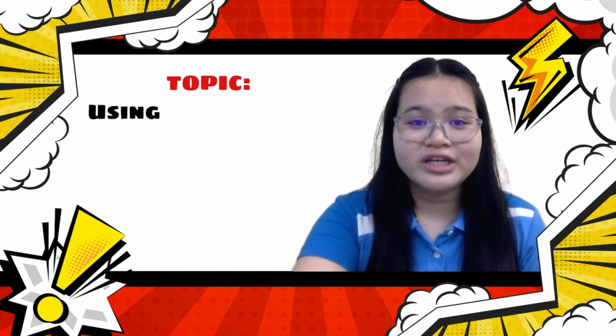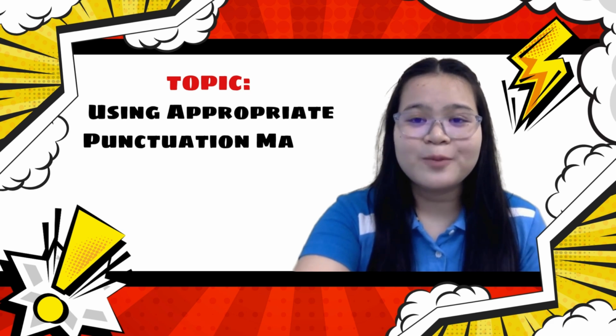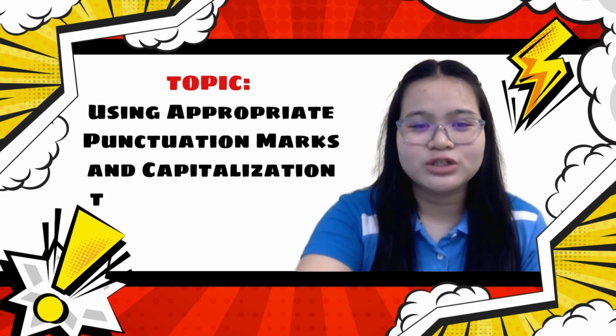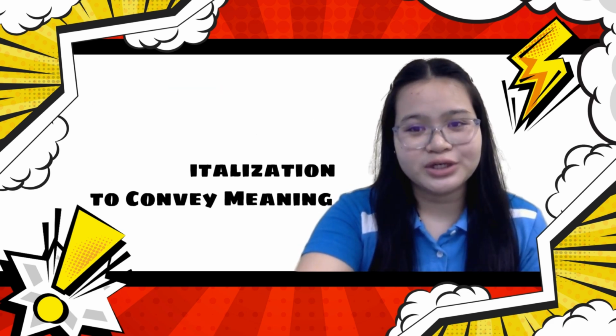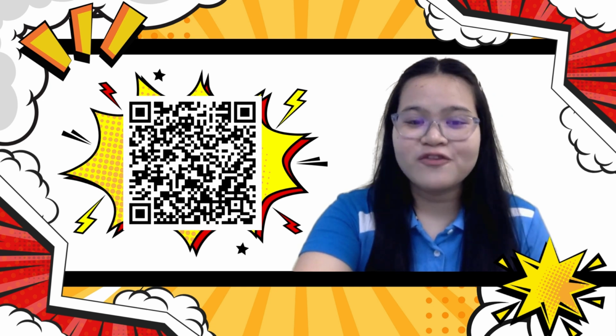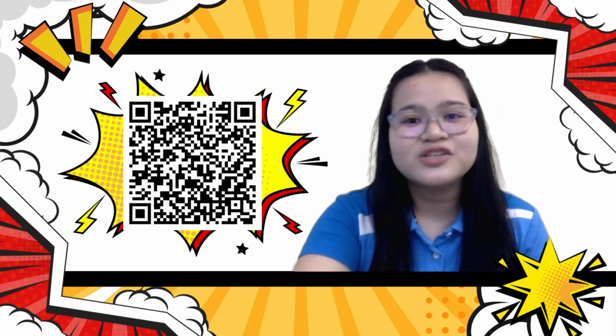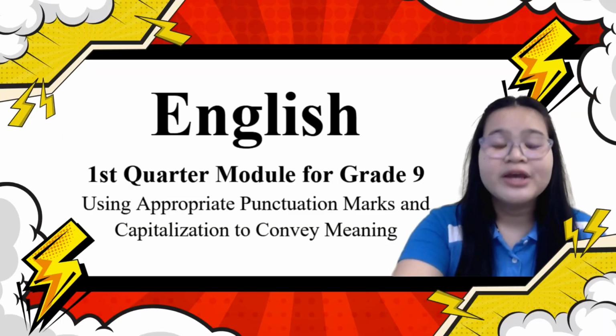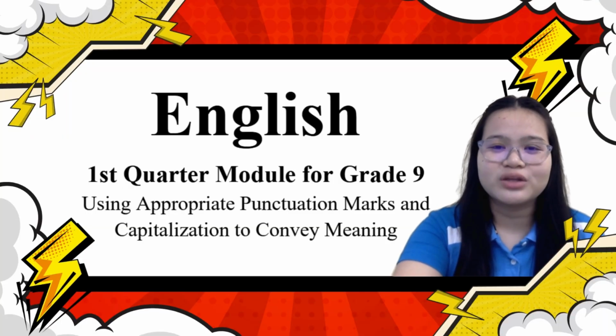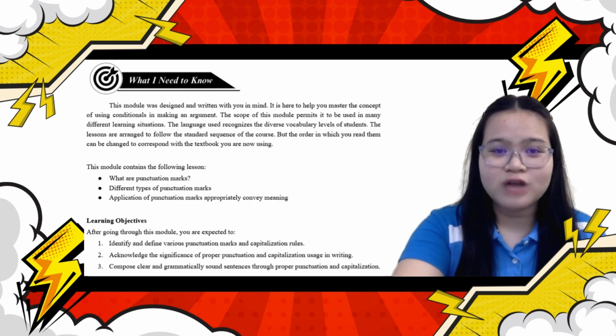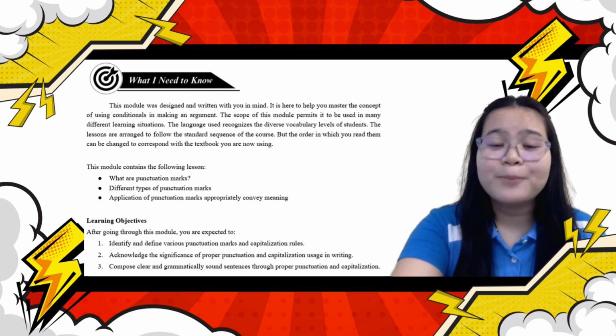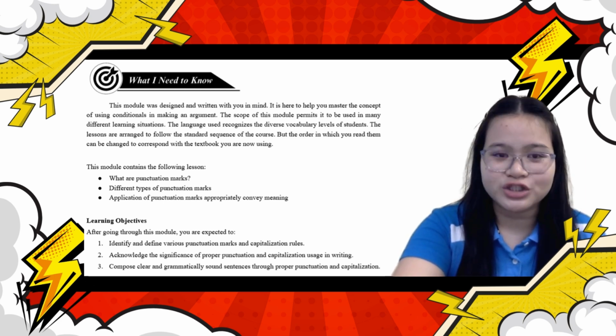Let's begin with our instructional module titled Using Appropriate Punctuation Marks and Capitalization to Convey Meaning, designed for grade 9 learners. You can access the module in PDF format via the QR code provided in this video or the link in the description. The module follows a logical and student-friendly format, starting with the introduction. It establishes the purpose and relevance of punctuation and capitalization. Secondly, the learning objectives. It focuses on identification, proper usage, and clear sentence construction.